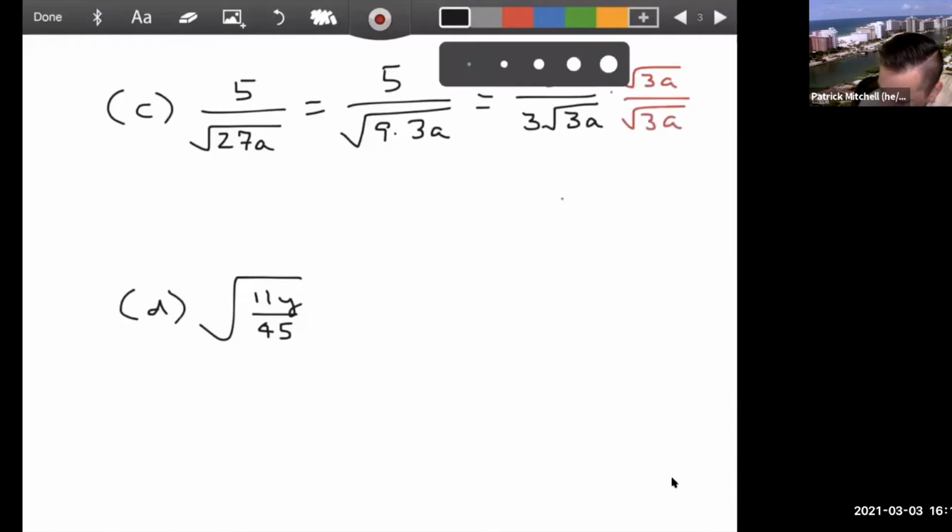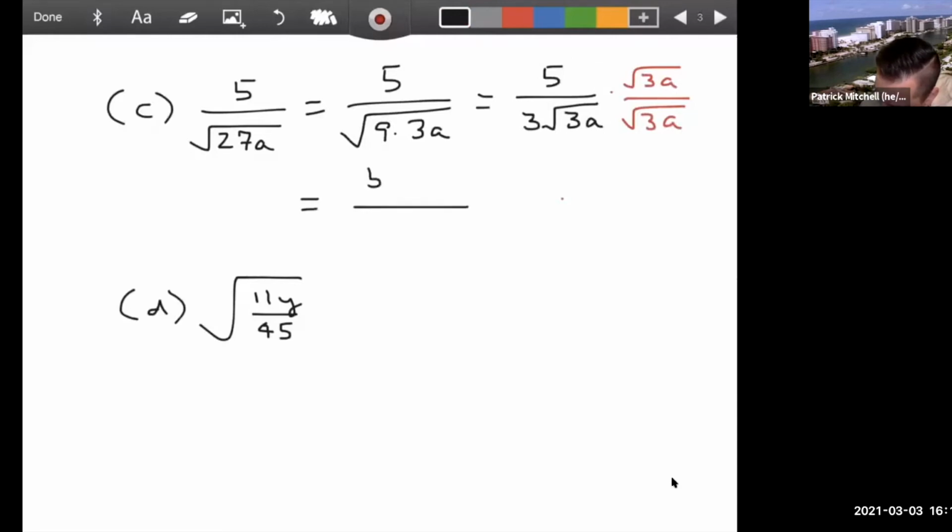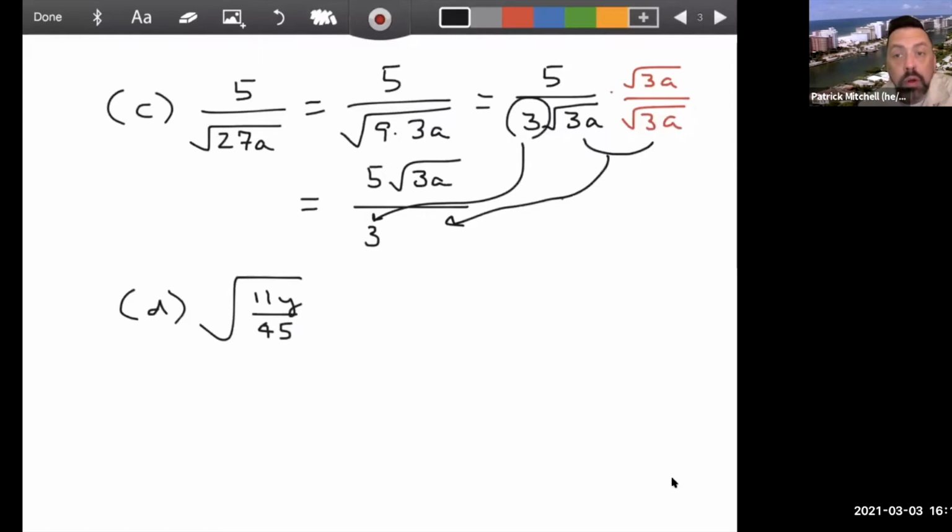All right, so let's break this one into 2 steps maybe. Upstairs, I have 5 times the square root of 3a. Downstairs, I have my original 3 right here. And then let's take these two and combine them: square root of 3a times square root of 3a would just be 3a. All right, so to finish it off, just do 3 times 3a in the denominator. You end up with 5 square root of 3a over 9a. Done.